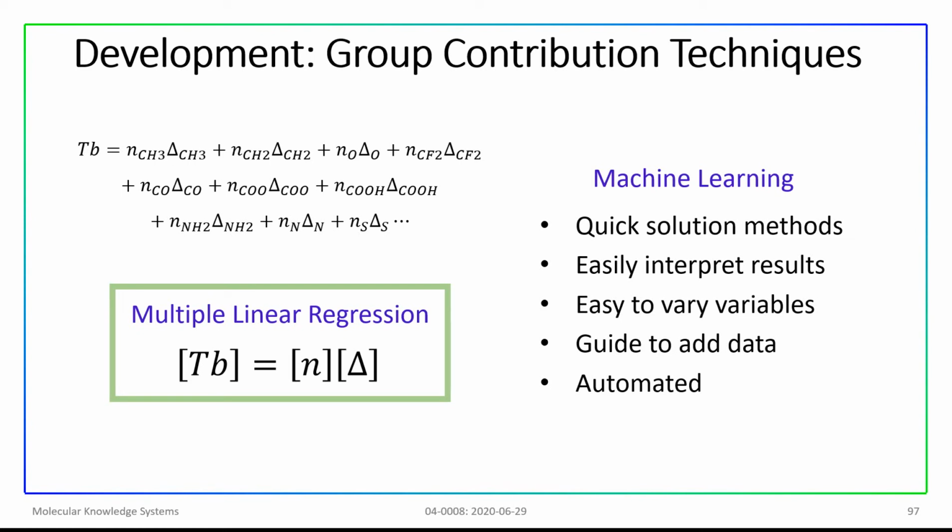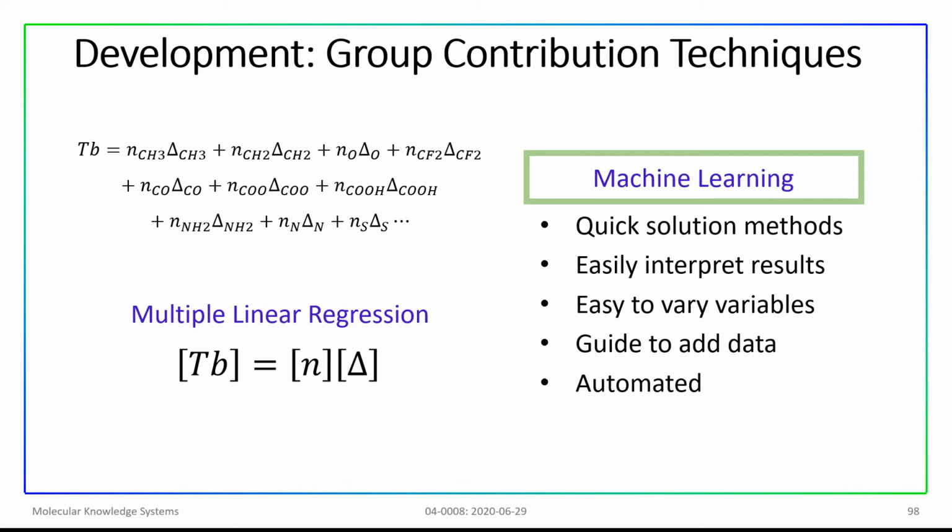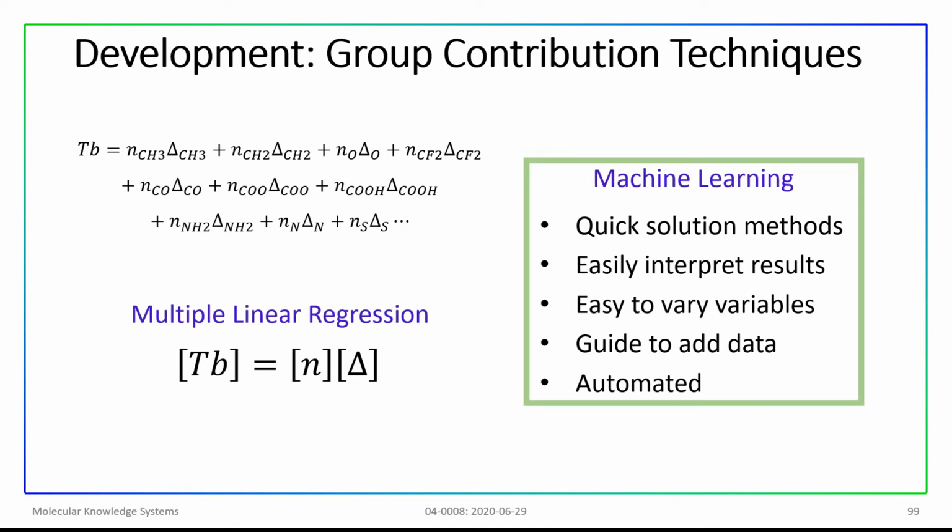Multiple linear regression has become a widely used technique in the field of machine learning. The reasons are because there are many numerical methods that can quickly and robustly solve the regression problem. It is typically very easy to interpret the results of a regression. It is easy to vary or change variables. And regression results often provide guidance for the need to gather additional data. And, very importantly today, we can automate the regression process so we can quickly modify our problem and search for improved results.